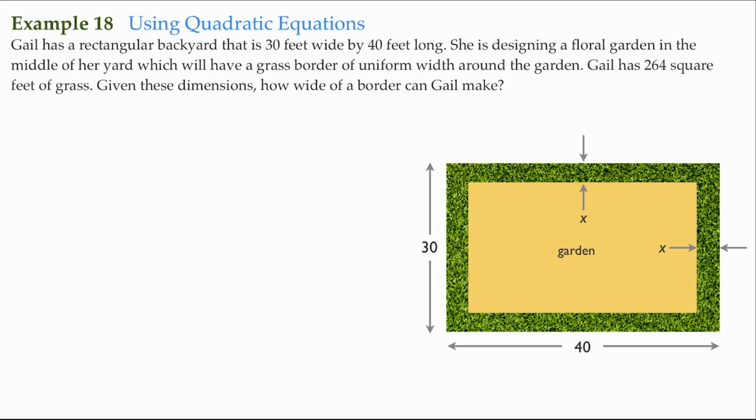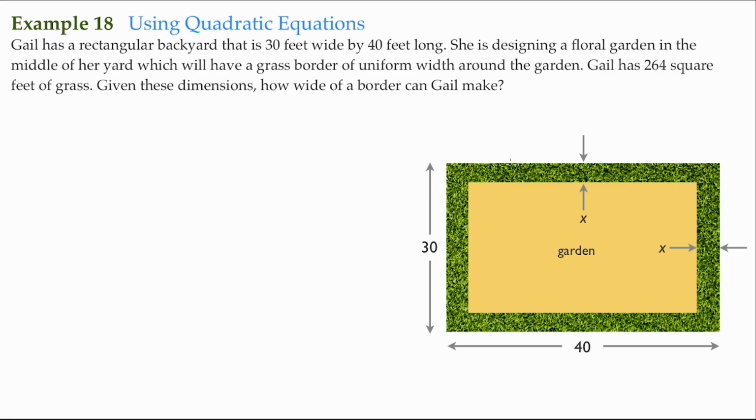It says, Gail has a rectangular backyard that is 30 feet wide by 40 feet long. She is designing a floral garden in the middle of her yard, which will have a grass border of uniform width around the garden. Gail has 264 square feet of grass. Given these dimensions, how wide of a border can Gail make?